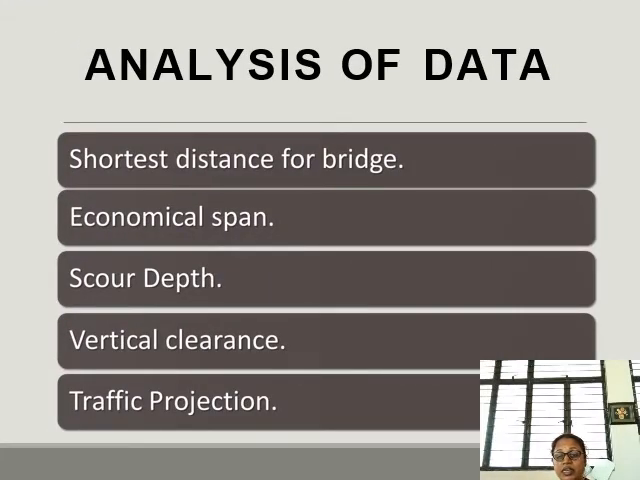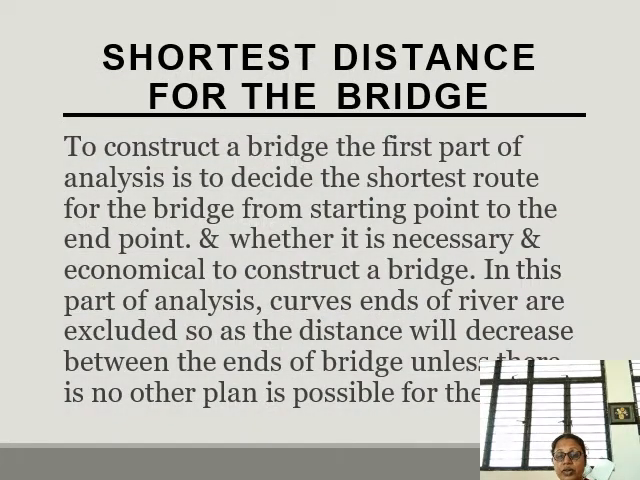Once this data is collected, then there is the analysis of this data. Based on the data, we have to find out the shortest distance of the bridge. From this we can calculate the economical span, the cover depth, vertical clearance and the traffic projections can be analyzed. After analyzing this, we have to find out the shortest distance for the bridge. To construct the bridge, the first part of the analysis is to decide the shortest route for the bridge from the starting point to the end point and whether it is necessary and economical to construct the bridge.